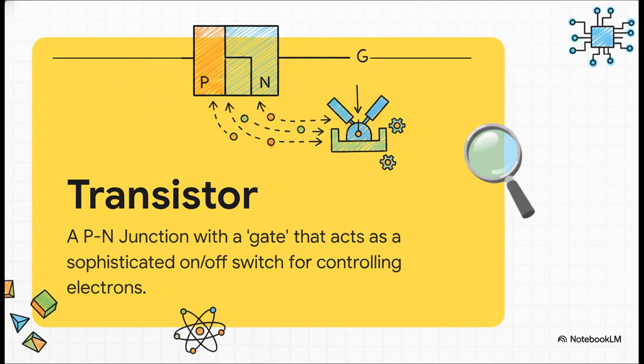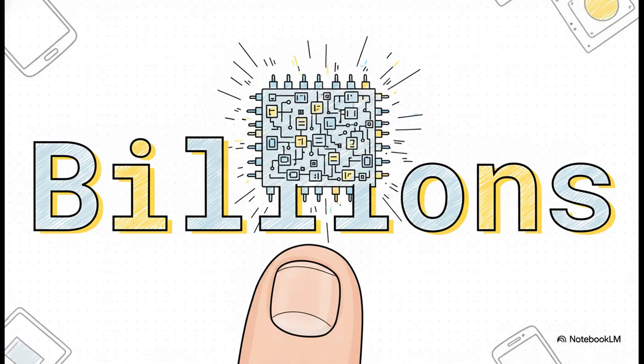A transistor takes that basic junction and it adds a third connection, a gate. This gate acts like a super sophisticated valve. It lets a tiny electrical signal control a much bigger flow of electrons. It's not just a simple on or off, it's a precision instrument. It is the workhorse that powers our entire digital world. And I mean that literally.